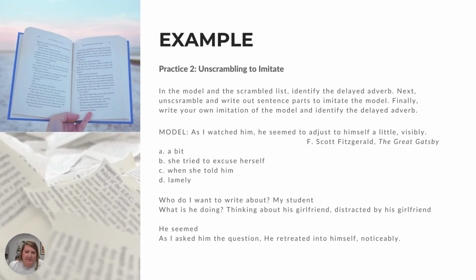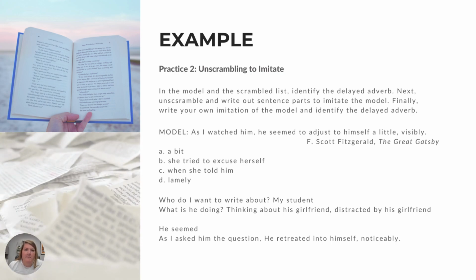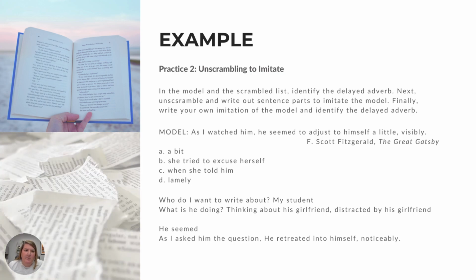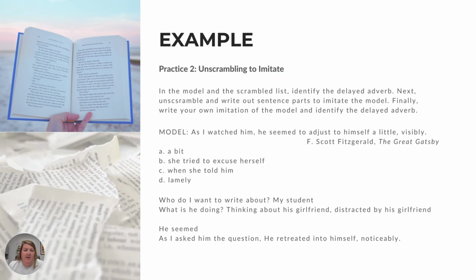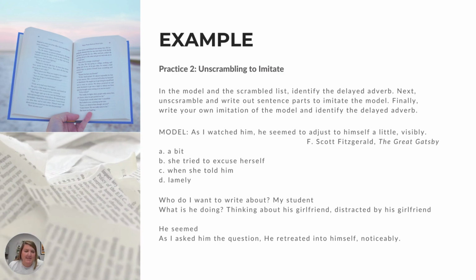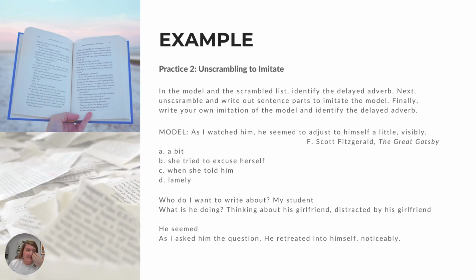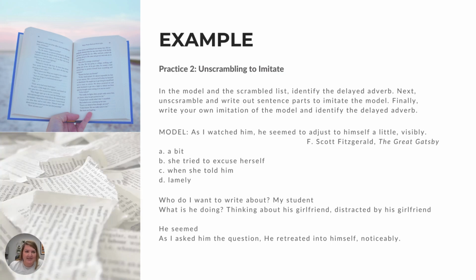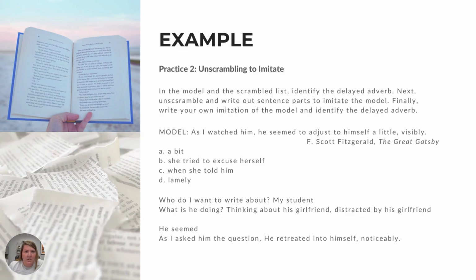So let's take a look at this model. As I watched him, he seemed to adjust himself a little, visibly. That's from F. Scott Fitzgerald's The Great Gatsby. So my first job would be to unscramble these sample pieces. And the way that I would do this is I would look for the easy part. So lamely is the last thing in this sentence.